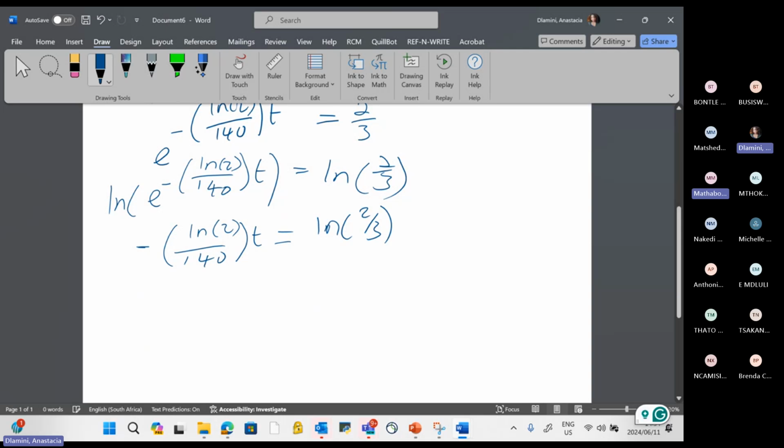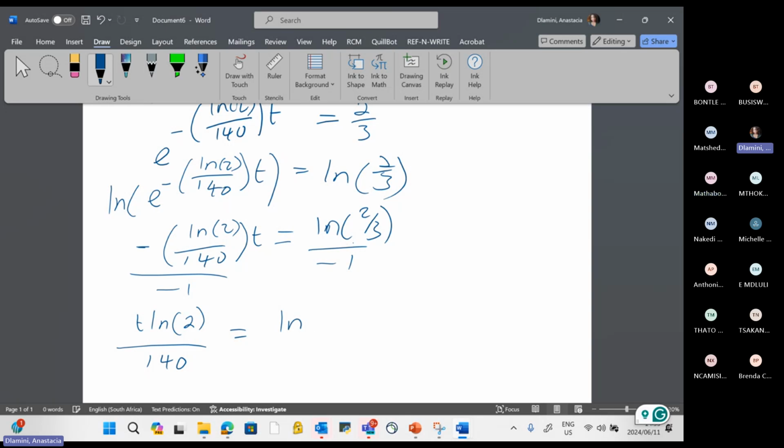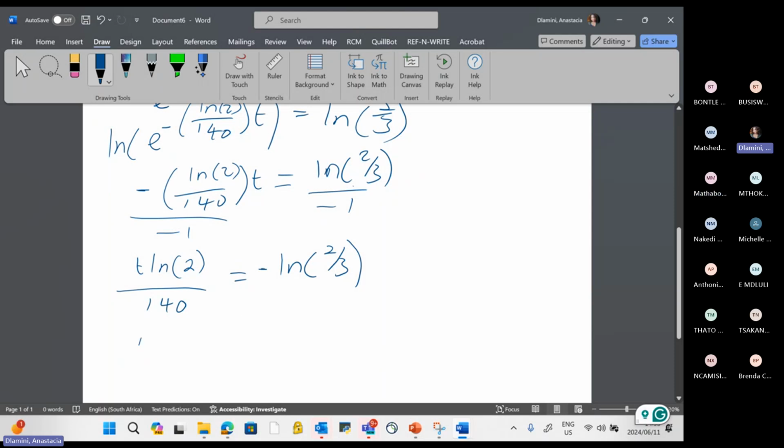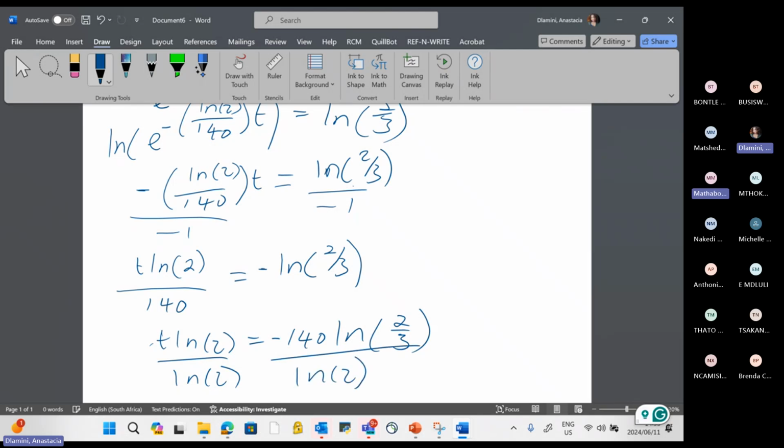Now let's not simplify this using a calculator. I want us to do it the way we'll do it in the exam. We can divide by -1 both sides so that we remove the negative. So this is ln of 2t over 140 equals ln of 2 over 3 to the power of -1. Now multiply by 140 both sides, then we have t ln of 2 equals -140 ln of 2 over 3, divided by ln of 2 both sides. So meaning that t equals -140 ln of 2 over 3 over ln of 2.